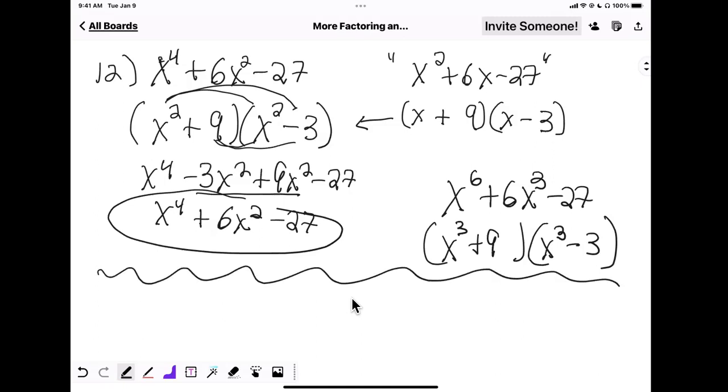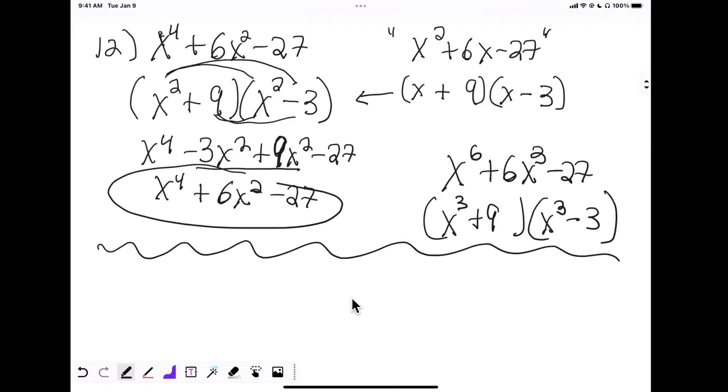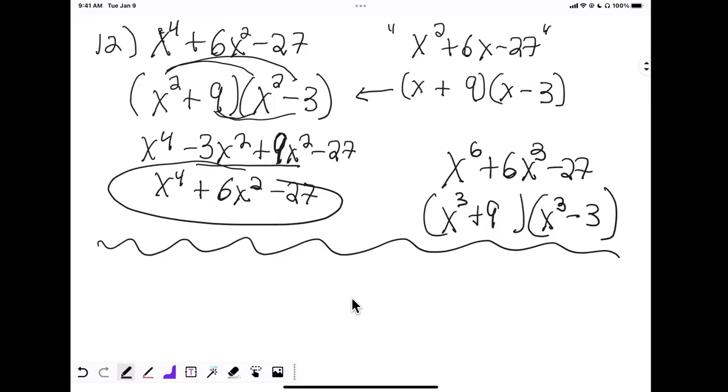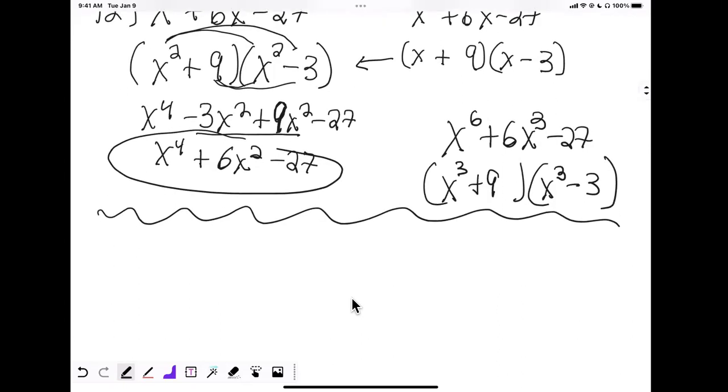I'm confused. Okay, where you have the x to the fourth minus 3x squared plus 6x squared minus the 27, how do you get 6x squared when that's a 9? Oh, not a 9, okay, 6. Yeah, my bad, it's my handwriting. It's not you, it's me. But that's how it got 6x squared. Okay, no problem.